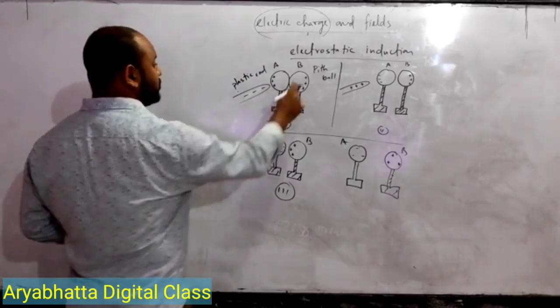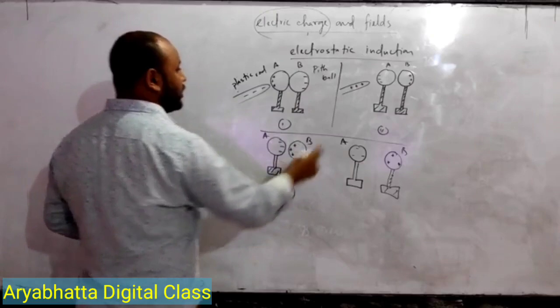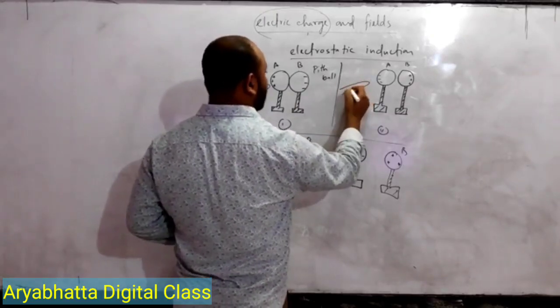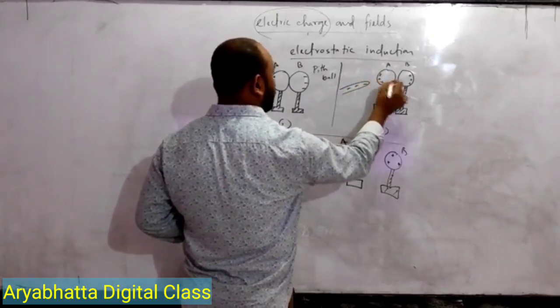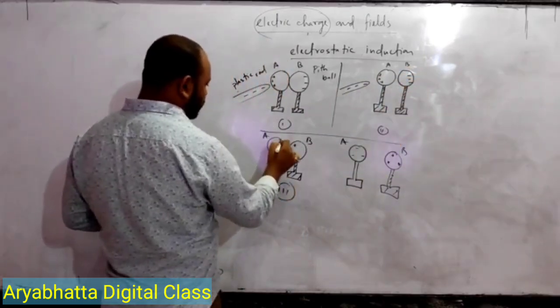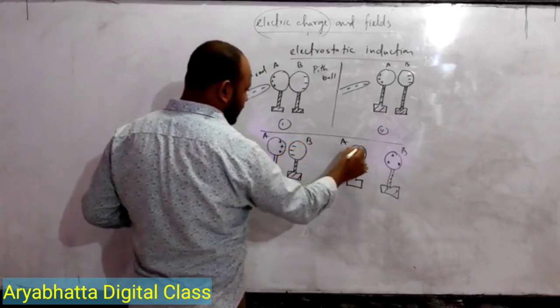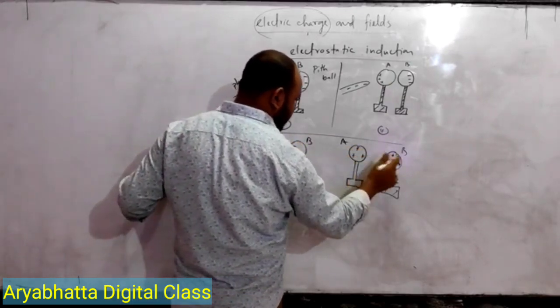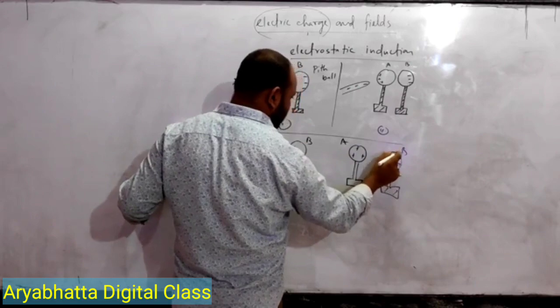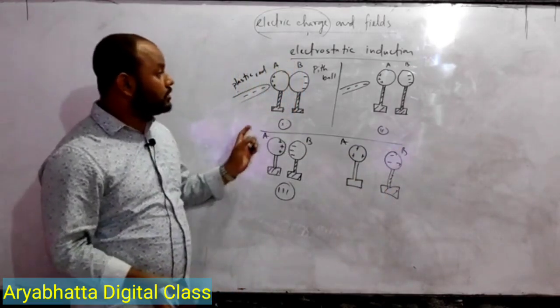This charge will be positive and this charge will be negative. Okay, if this is a plastic rod, this charge will be negative, this will be your positive and this will be your negative charges. So whenever you bring a plastic rod, this is the picture.